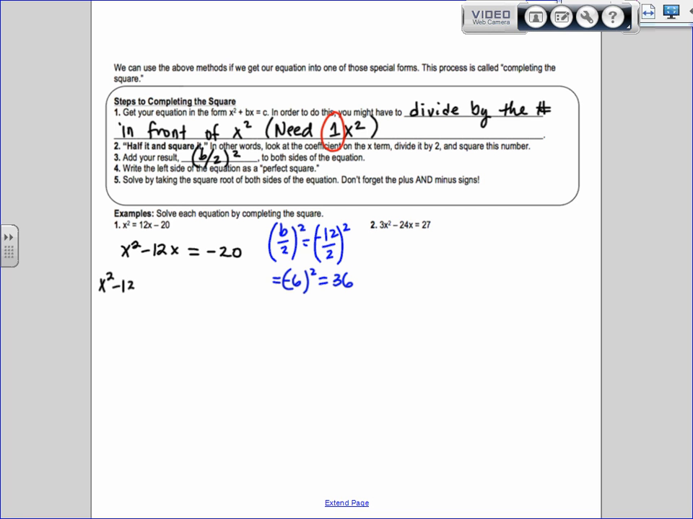So I'm going to have x squared minus 12x, and then I'm going to have plus 36. I usually put a little box around it so I remember that's the part that I completed the square on. And I add it to both sides of the equation. I want to keep my equation balanced. Whatever I do to one side, I do to both sides. Now we've completed the square. This side factors into x minus 6 times x minus 6. And then I have negative 20 plus 36, so I get 16 on the right side. So I have x minus 6 squared equals 16.